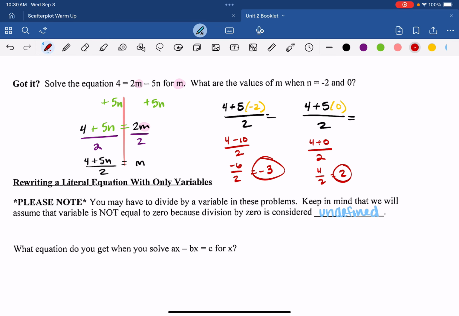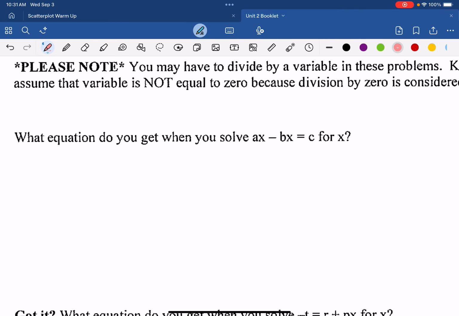Now, here's a little note. It says you may have to divide by a variable in these problems. Keep in mind that we will assume the variable is not equal to 0 because division by 0 is considered undefined. Okay, so that's just a point. Remember, we cannot divide by 0. So if there's ever a variable in the denominator, for example, if I have, let's say, 4 divided by n, we're going to assume that n is not 0 because that would be undefined. Okay, so n can be any other number. All right, look at our next one.